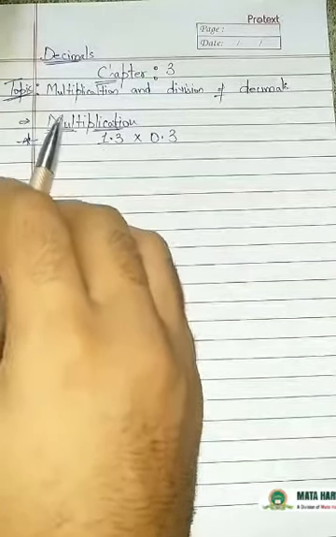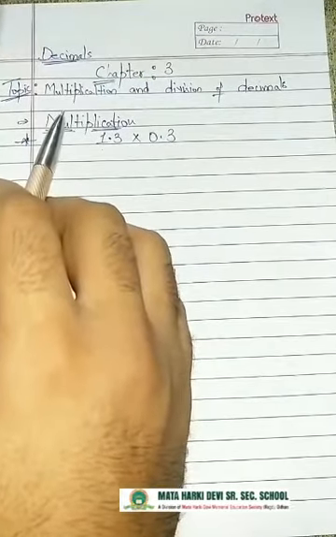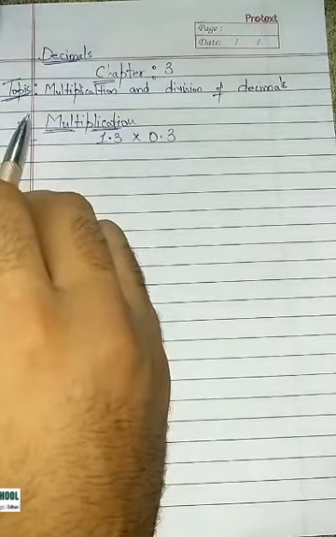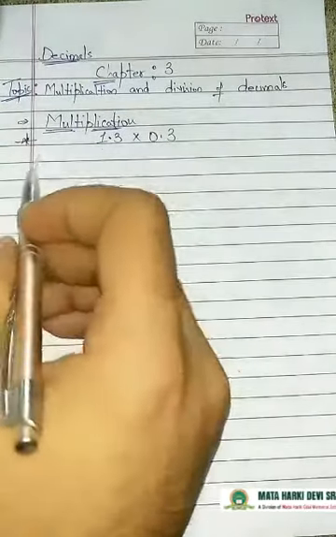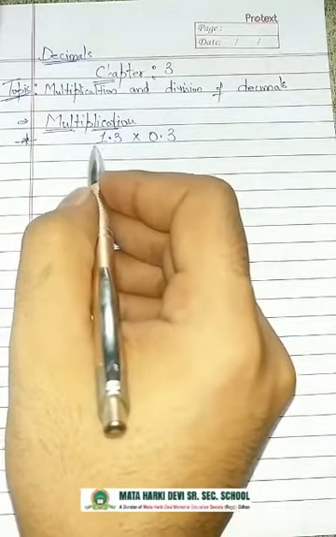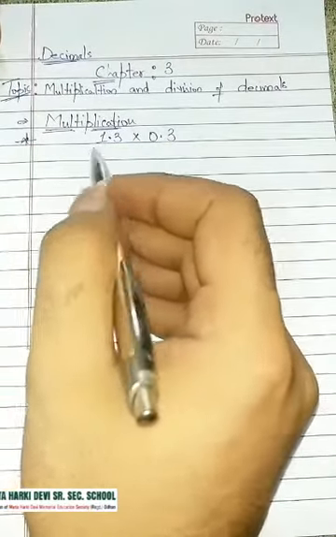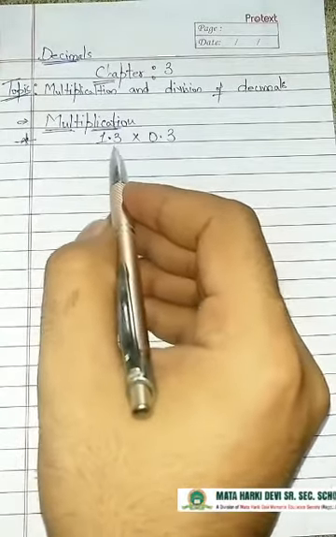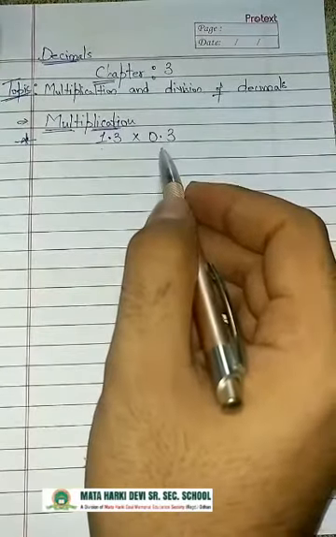Hello students, today we are going to start our next topic from chapter 3, decimals, and our topic is multiplication and division of decimals. Okay, let us start with the multiplication first. Let us take two numbers. We have to multiply 1.3 and 0.3.